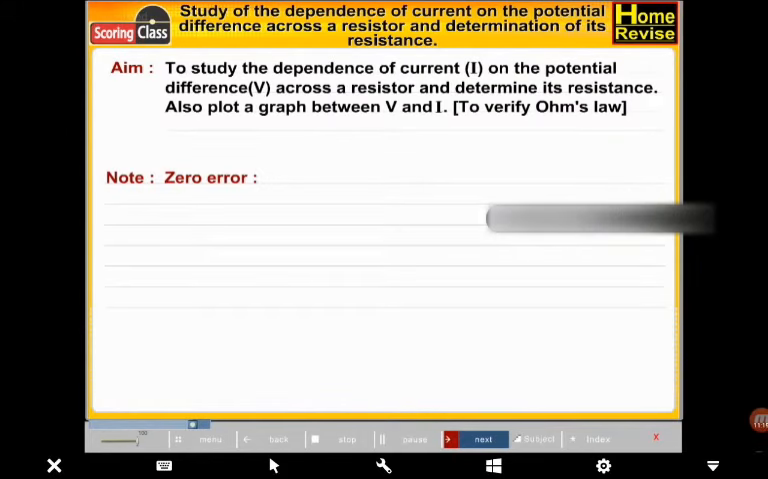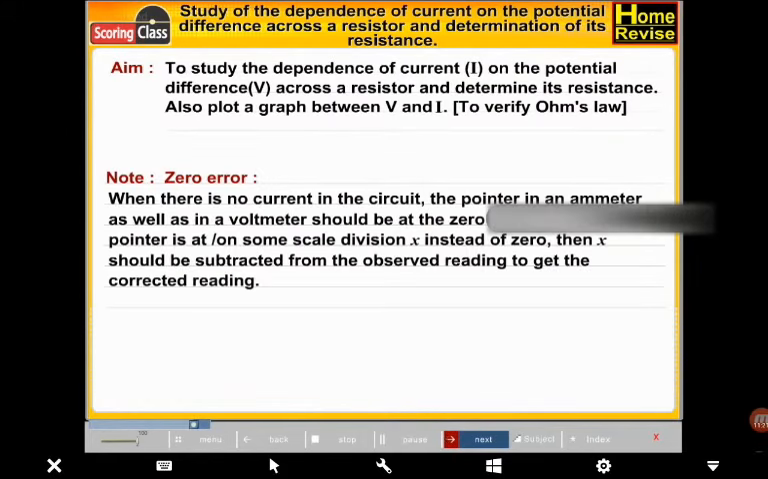Note, zero error. When there is no current in the circuit, the pointer in an ammeter as well as in a voltmeter should be at the 0 mark. If the pointer is at some scale division x instead of 0, then x should be subtracted from the observed readings to get the corrected reading.